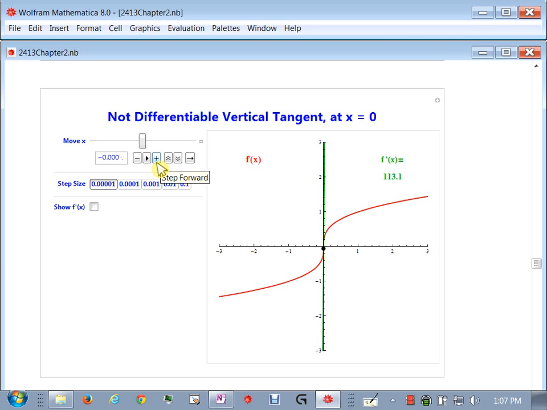When you talk about vertical lines, the slope of a vertical line is undefined. So therefore, the derivative is undefined or does not exist there. All right? So those are the three things that we have to be careful with when we're talking about derivatives. Corners and cusps, jumps in the graph, and vertical tangent lines. All right?